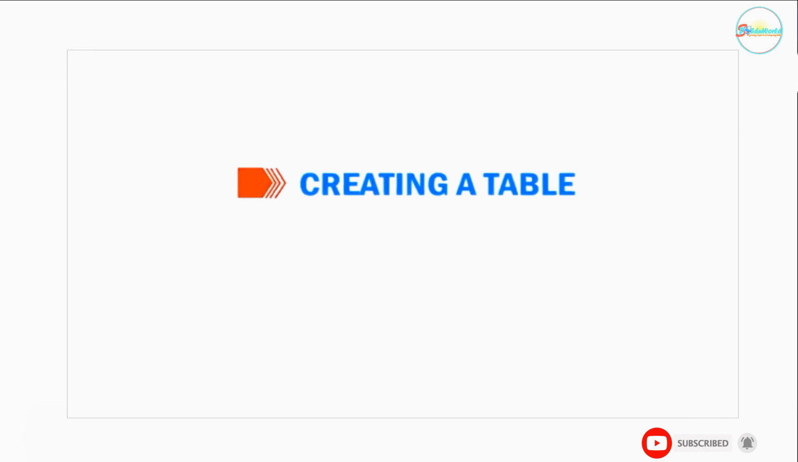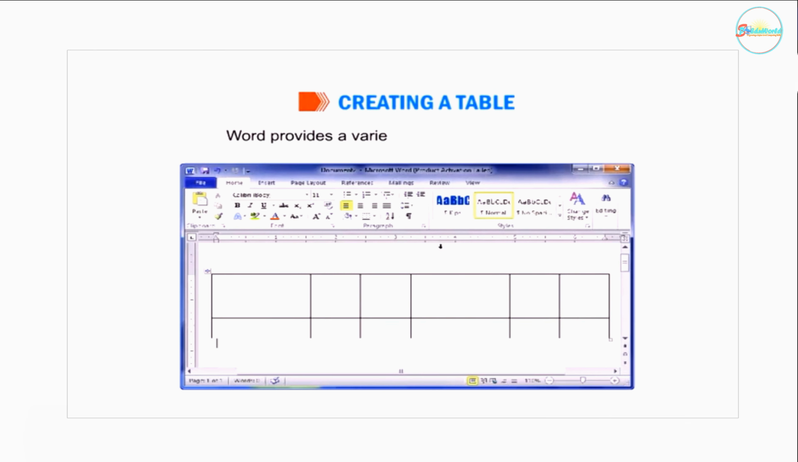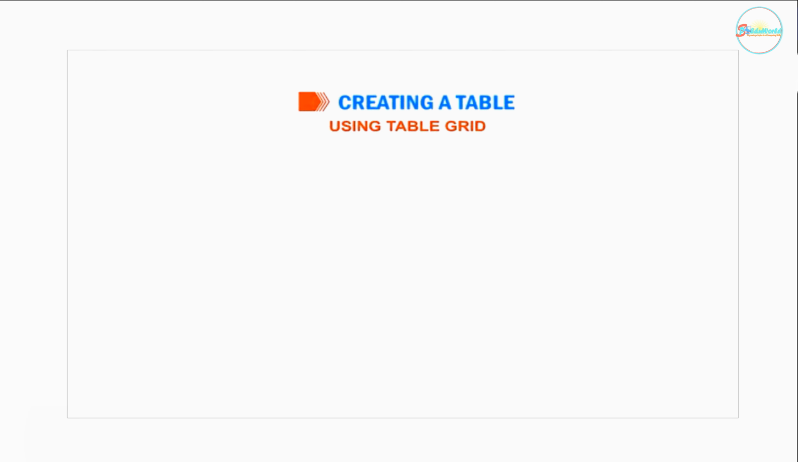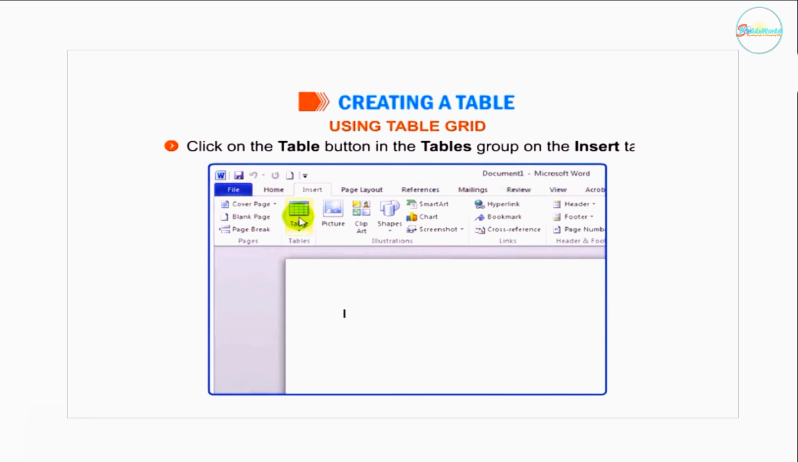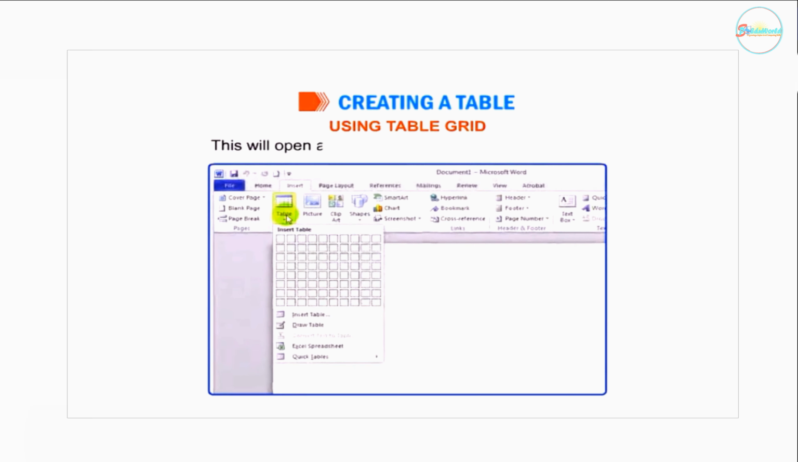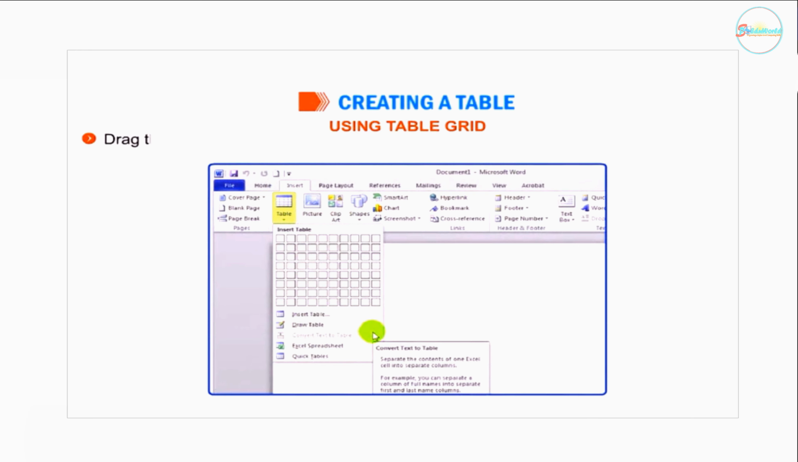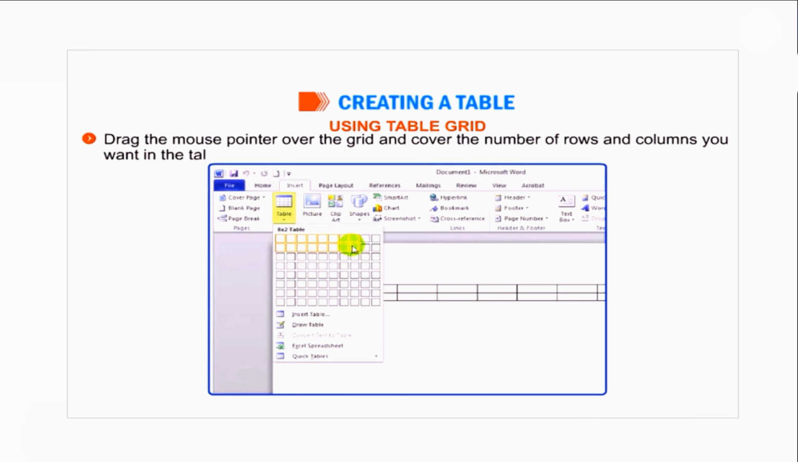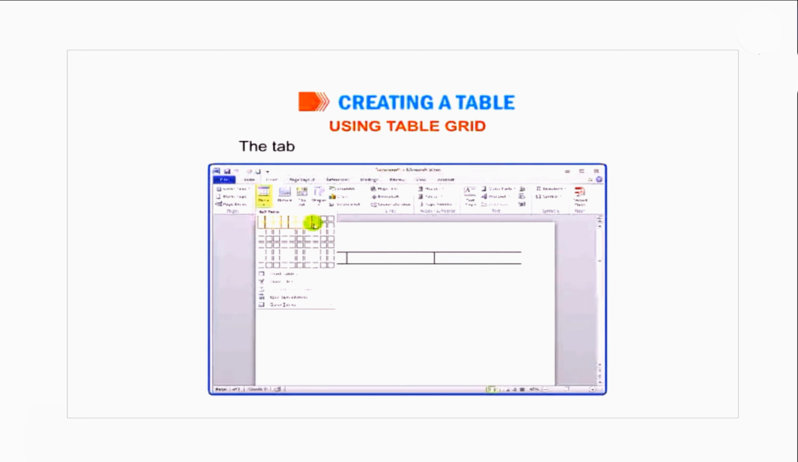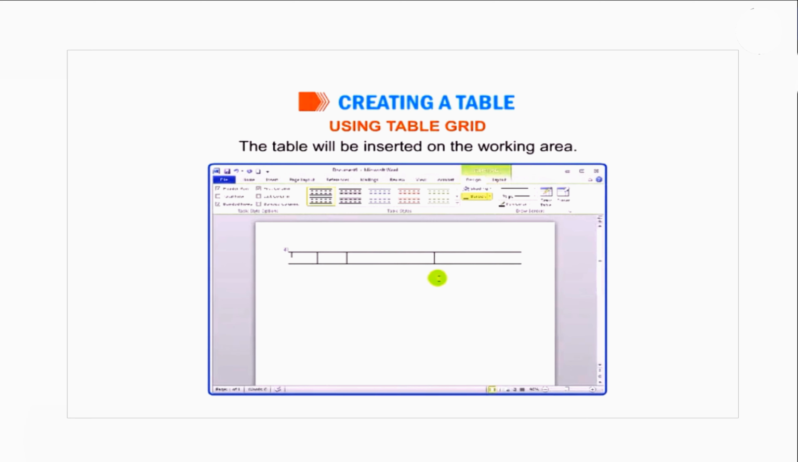How to create a table? Word provides a variety of ways to create a table. To insert a new table, place the cursor where you want the table to appear. Using Table Grid, click on the Table button in the Tables group on the Insert tab. This will open a drop-down menu that contains a grid. Drag the mouse pointer over the grid and cover the number of rows and columns you want in the table. The table will be inserted in the working area.